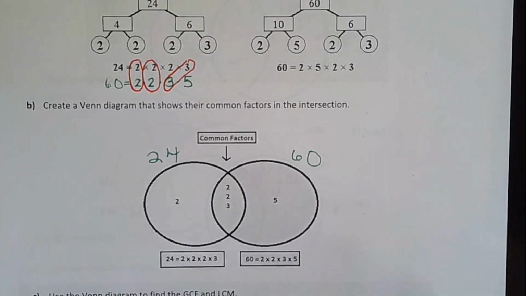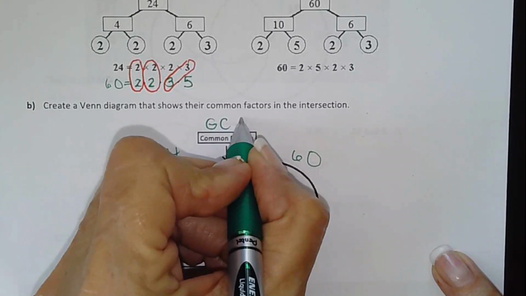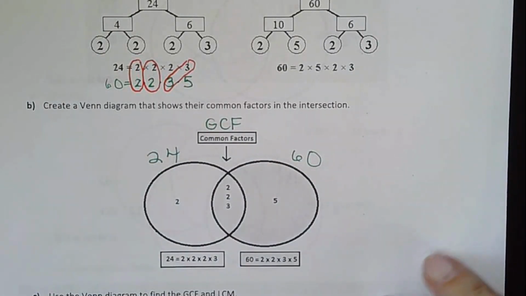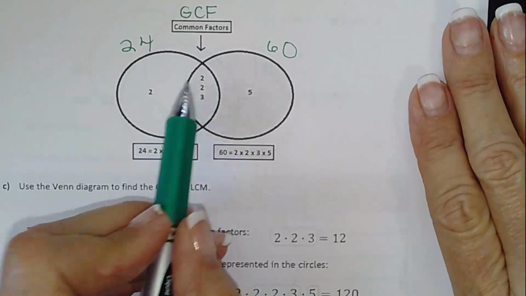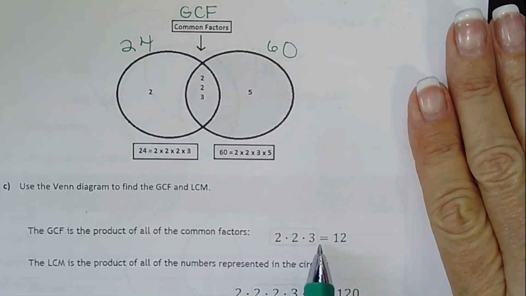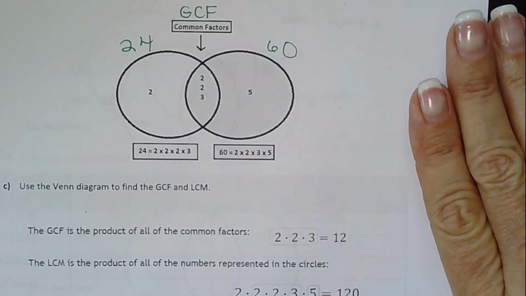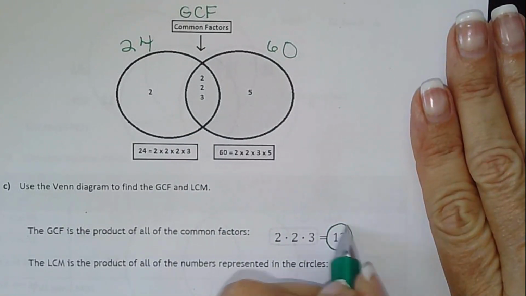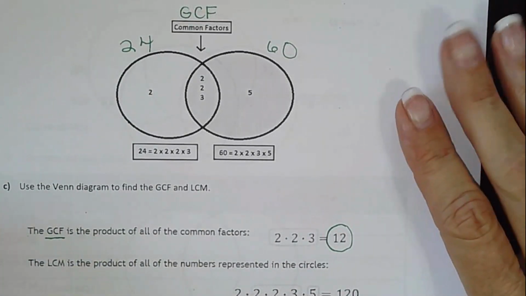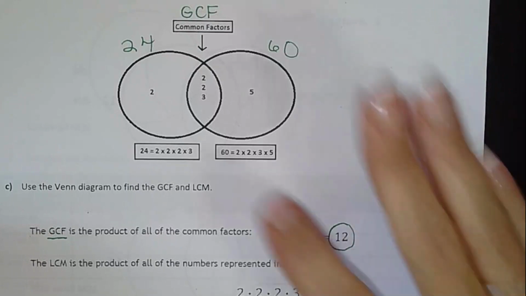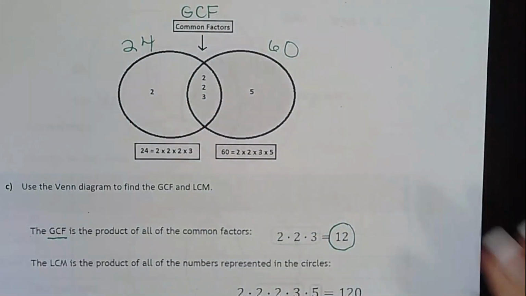So this is why it's so beautiful. This, when I multiply this out, is my GCF. So 2 times 2 times 3, 2 times 2 is 4, times 3 is 12. So the largest number that goes into both 24 and 60 is 12. 12 goes into 24 2 times, 12 goes into 60 5 times.